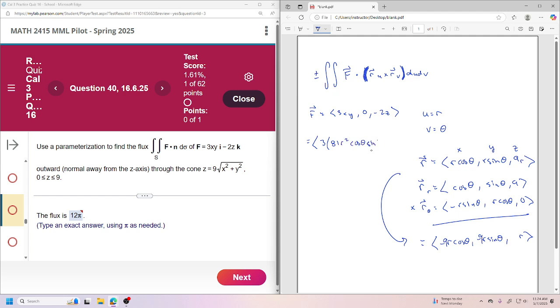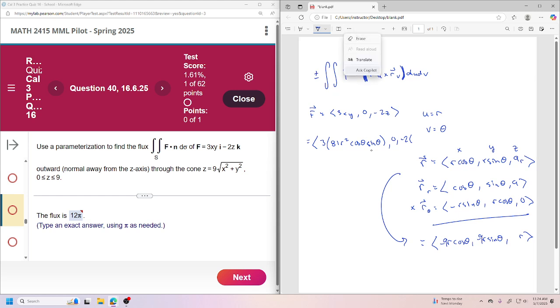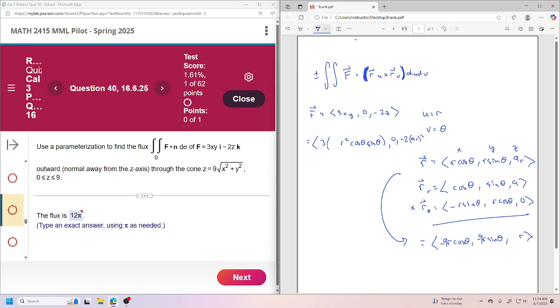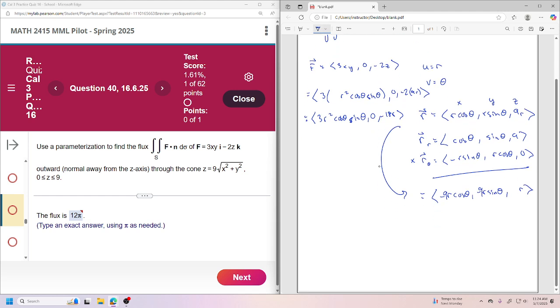So, x times y, 0, and then I'm running out of room. Oh, it doesn't matter because this is just 2 times 9r. No, I messed up, I was using the wrong place. Yeah, it's just the r squared, and this here is the 9r. Okay, so let me just real quick: 3r squared cosine sine 0, and then negative 18r. Okay, so there's my F. This is my n d sigma.